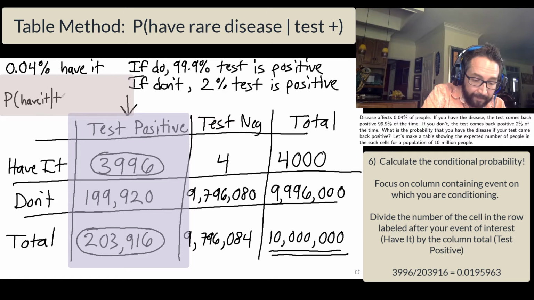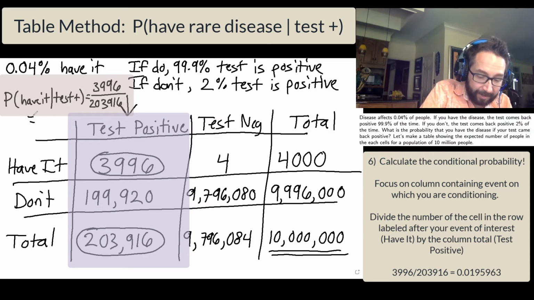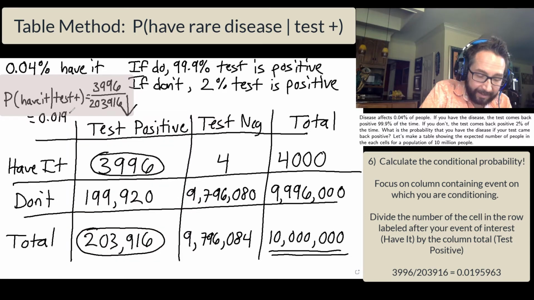So the probability that I have it, given that I test positive, is going to be the ratio of these two numbers. I know that one of these 203,916 people, we're selecting one at random, there's 3,996 positive people here. So that's going to be that 3,996 over that 203,916. And so when you go and actually do the math, that works out to be just under 2%, 0.0196.